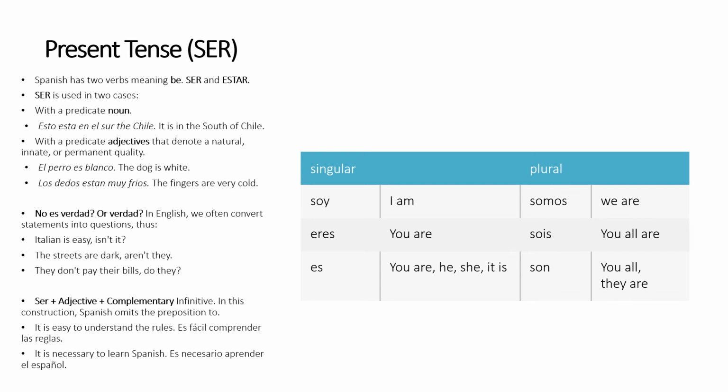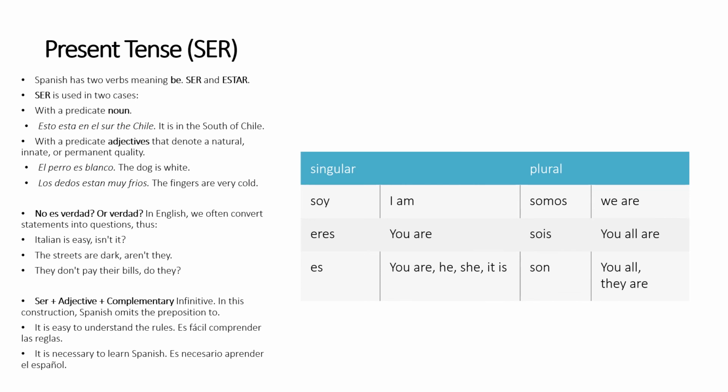El perro es blanco. The dog is white. Los dedos están muy fríos. The fingers are very cold. We can use the words "no es verdad" or "verdad" in order to ask questions about sentences that we are not completely sure of. If we are not completely sure that el perro es blanco, the dog is white, we will say, "el perro es blanco, ¿verdad?" Or "los dedos están muy fríos, ¿no es verdad?"